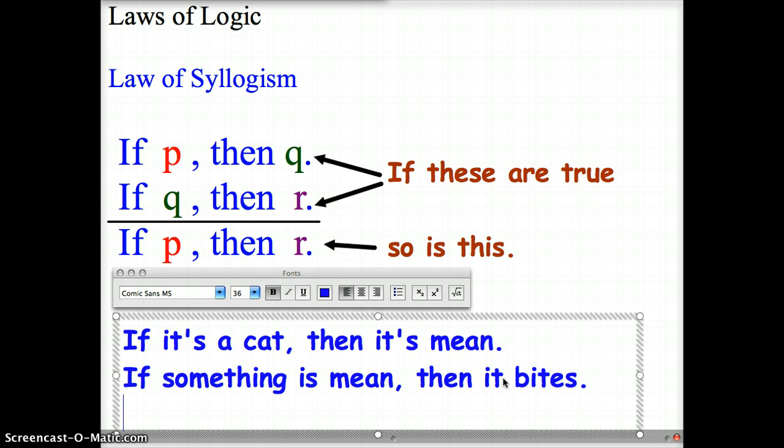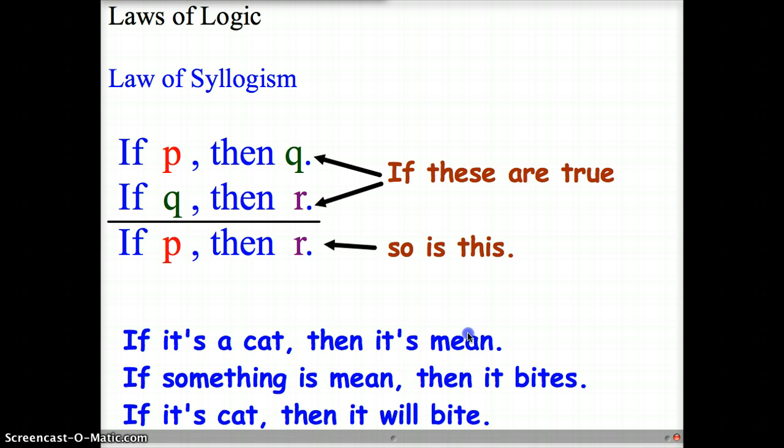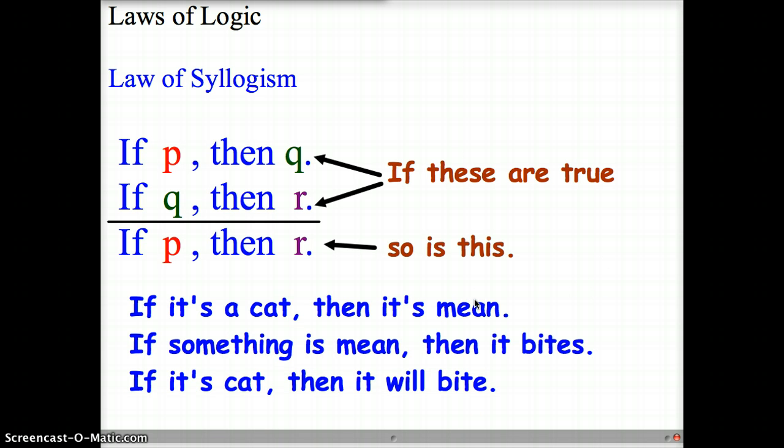So then, by the law of syllogism, since we have two different things here that are true, I can conclude then, if it's a cat, then it will bite. And it may just bite Katie. It may not bite any of the rest of us, but since Katie's got all these issues with cats, it will probably bite her. So that's the law of syllogism.